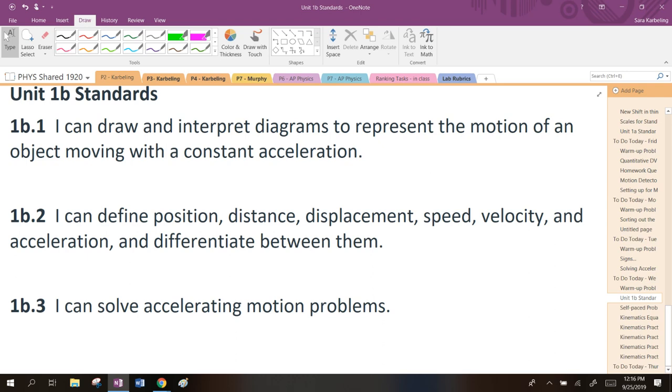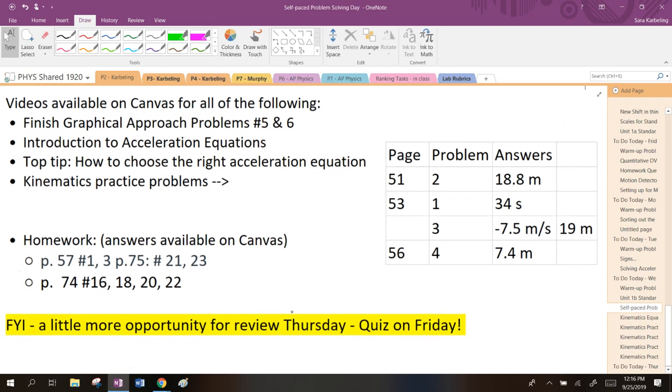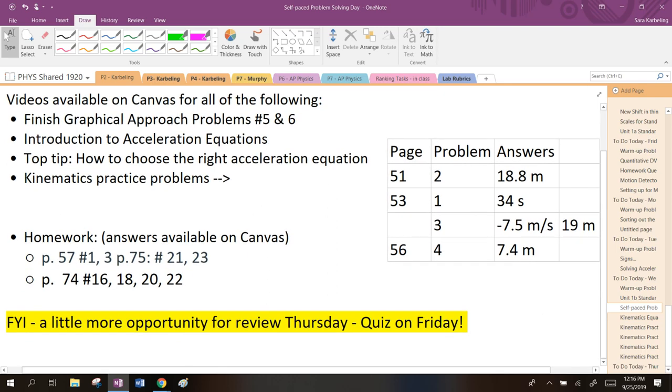Okay? And then number 3 says, I can solve accelerating motion problems. We started that yesterday. We've been working on that kind of behind the scenes, but today is our really explicit we're going to do it day. So let me tell you the plan. Today is going to be a self-paced day. You are in control of your learning, okay? You need to do what's going to be best for you as you're learning this stuff, okay?